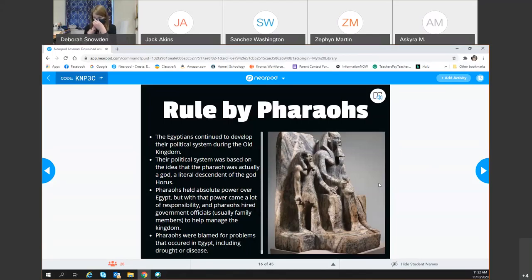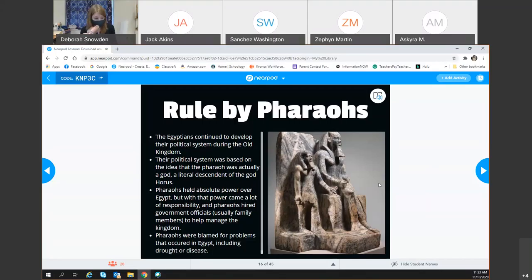Pharaohs hold absolute power over the Egyptian government. But there's a lot of responsibility with that, and one person really can't do it all themselves. So pharaohs typically had a number of government officials that they delegated tasks to, giving them jobs in the government and responsibilities to take some of the pressure and responsibility off of him. Usually these are family members, brothers, cousins, nephews, uncles, that sort of thing. People who are close to the royal family or are part of the royal family. And in this way, he gets a little bit of help in managing, or a lot of help really, in managing the affairs of the kingdom, because it's really too much for one person to do.